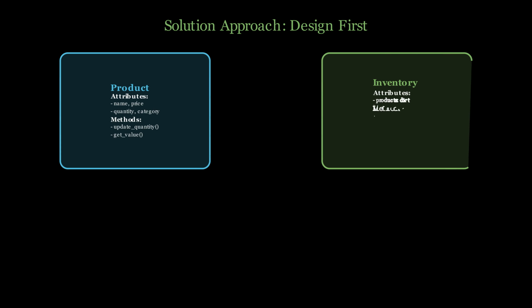Before coding, let's design our solution. Good design makes implementation easier and code more maintainable. We'll create 2 main classes. Product stores individual product data and provides methods to update quantity and calculate value. Inventory manages a collection of products using a dictionary for fast lookup. It provides methods to add, remove, search products, and generate reports. The inventory class uses product objects, creating a HAS-A relationship. This design is clean, modular, and extensible.